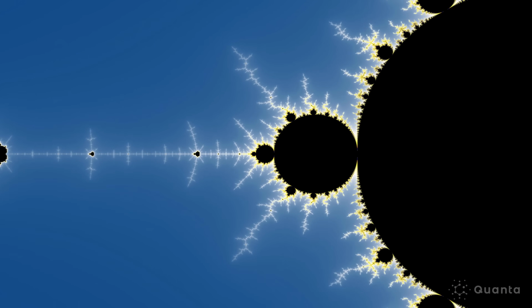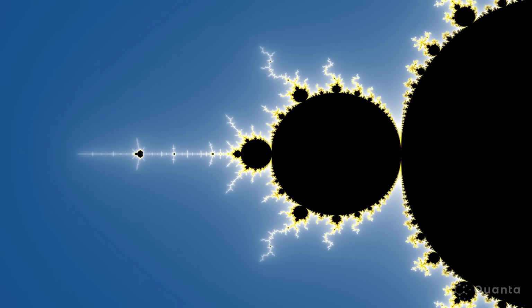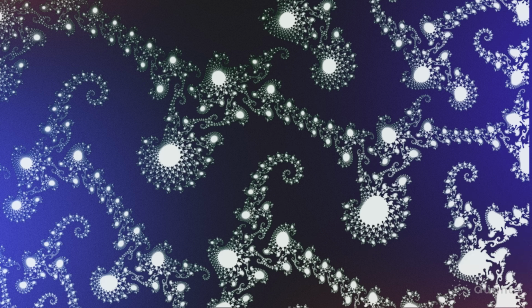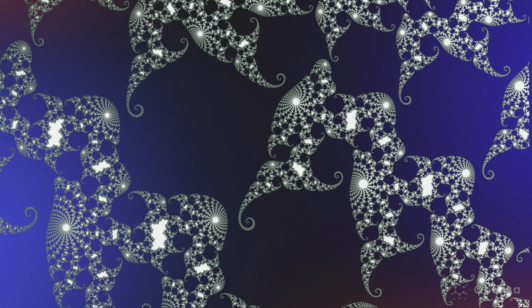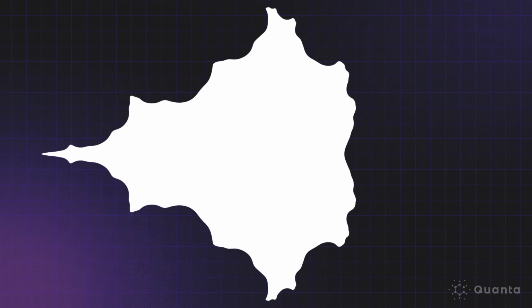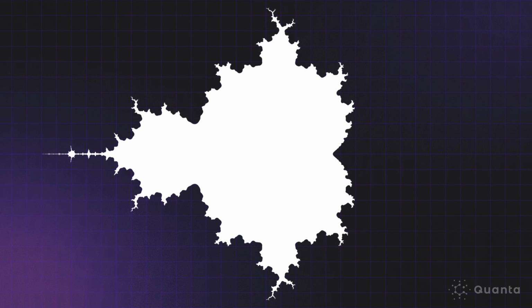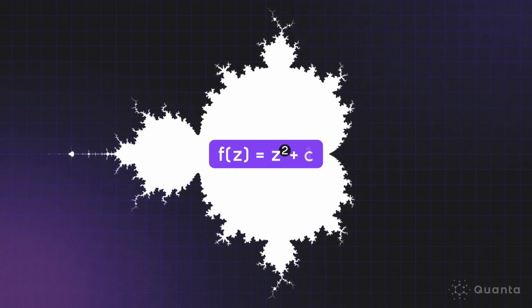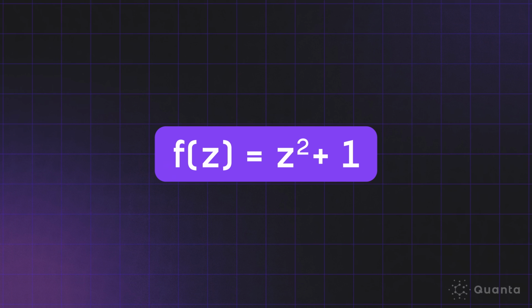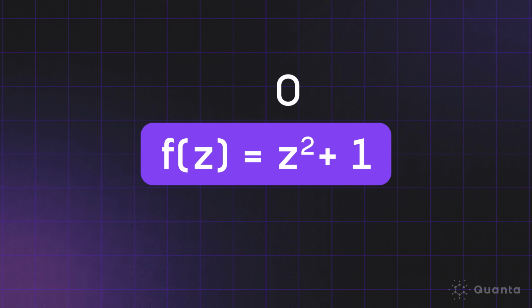So what exactly is the Mandelbrot set? And how does it work? The Mandelbrot set is a perfect example of how a simple rule can produce incredible complexity. At its core, the set is generated by iterating a quadratic equation, a simple formula whose highest exponent is 2. To iterate a quadratic equation, choose a value for the variable. Plug it into the function, then take the output and feed it back in again and again.